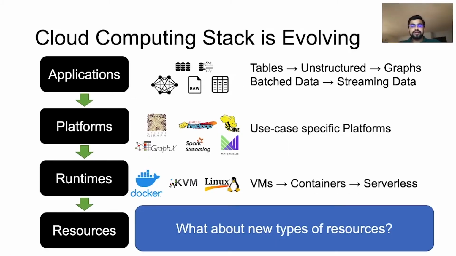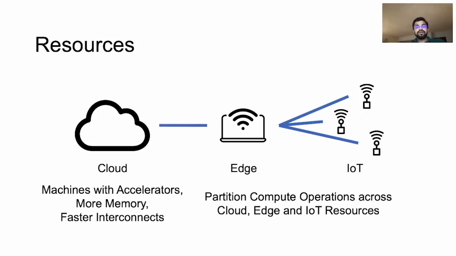Lastly, the resources layer is also evolving as new types of hardware are introduced. Hardware resources in the cloud are evolving with new types of accelerators, more memory, and faster interconnects. Platforms and runtimes must constantly adapt to leverage these advances. These resources are also spreading out geographically to include IoT sensors and edge compute. Again, platforms and runtimes must adapt to efficiently scale to these new resources and partition tasks on top of geographically distributed datasets that span the cloud, the edge, and IoT resources.